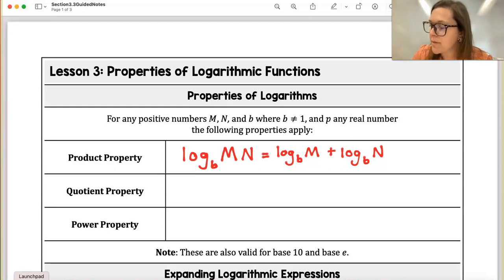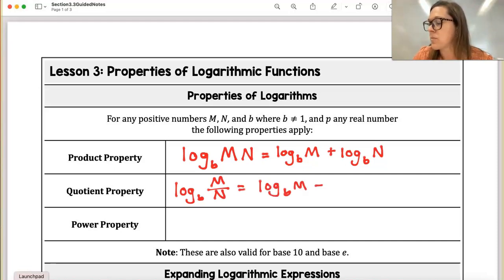The quotient property, so we just did the product, would be if you were to have 2 things being divided, I can expand that out into 2 logarithms, which would be the difference of those 2. And here it is important: order does matter when we're subtracting. So your numerator needs to be the first log, your denominator needs to be the second log.